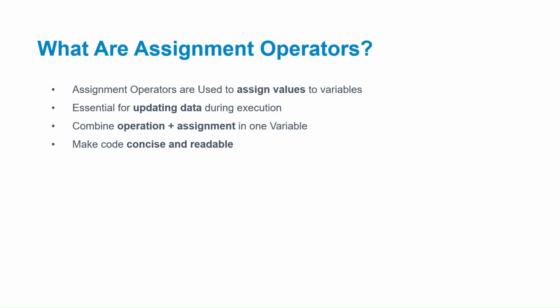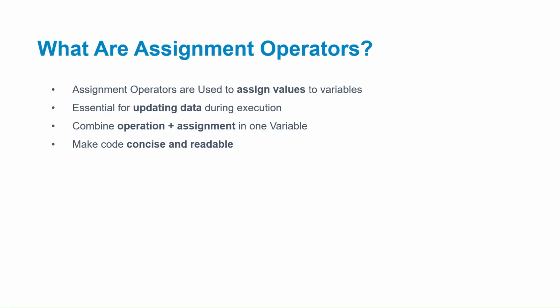The answer is, assignment operators are used to assign values to variables. Second, it is essential for updating data during execution. I will explain what that means in the next slides. Third, with the help of assignment operators, we can combine operation plus assignment into one variable. That is one of the best advantages of assignment operators.